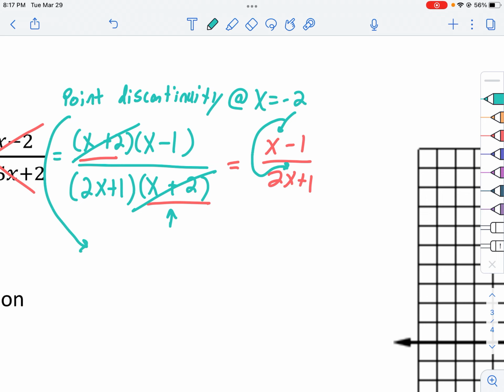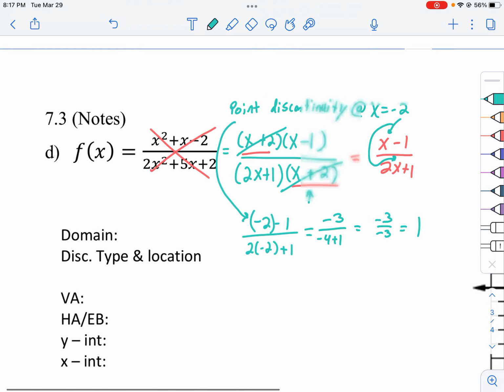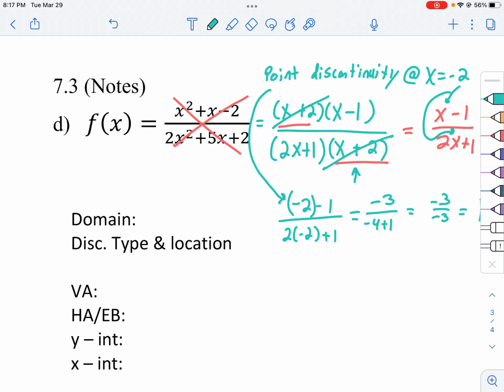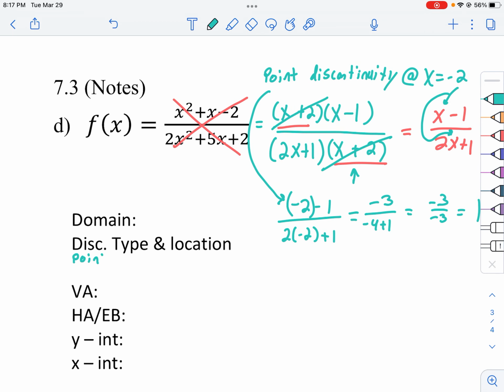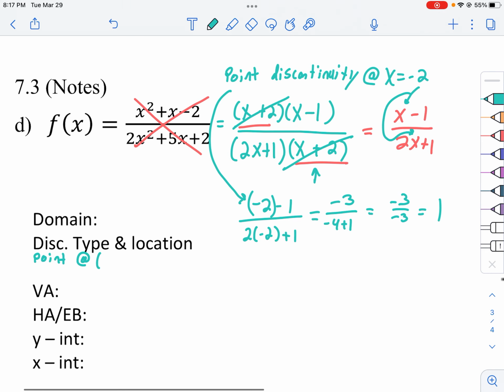So a continuation of this point discontinuity, we're going to say negative 2 minus 1 divided by 2 times negative 2 plus 1. So it's going to be negative 3 over negative 4 plus 1, which is negative 3 over negative 3, which gives us 1. So when we're describing the discontinuity type, we would say point at, and in this case we plugged in negative 2 and we got out a y value of 1.